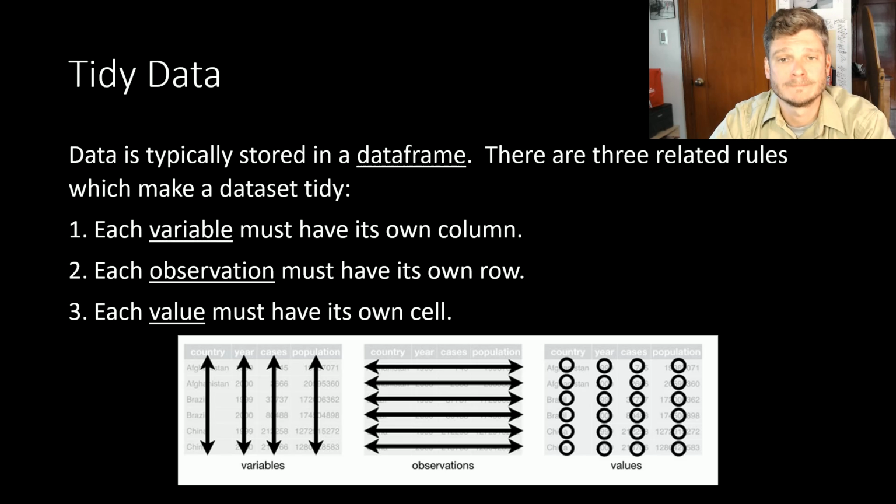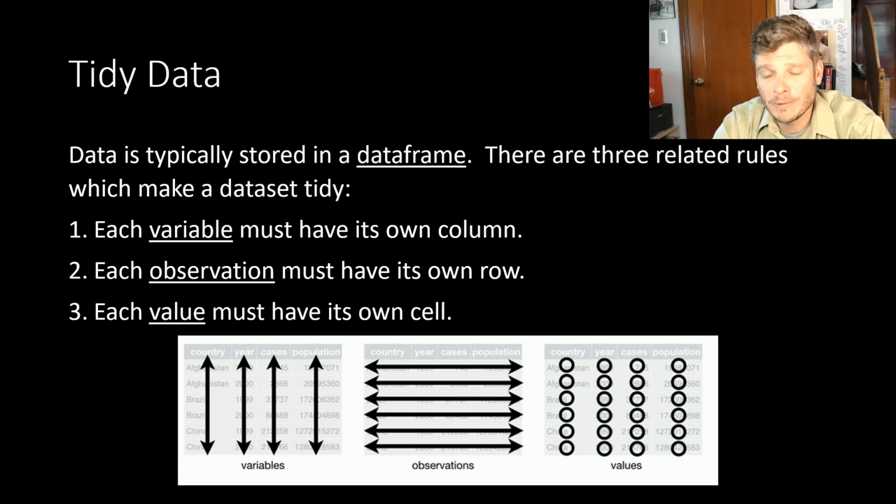Now, to review tidy data. All of our data in R, we're typically going to be dealing with what are called data frames, or sometimes tibbles. And we have our 3 rules to make our data set tidy. First, every variable needs its own column, every observation needs its own row, and every value needs its own cell, kind of like a spreadsheet.